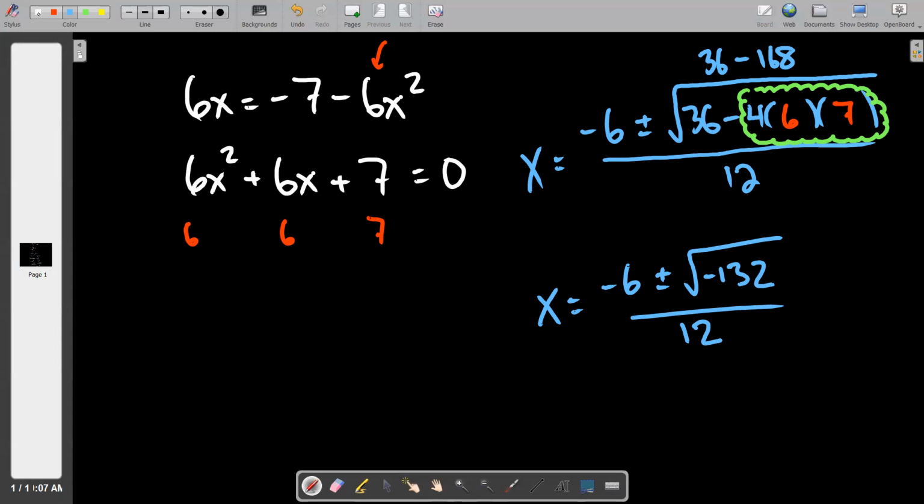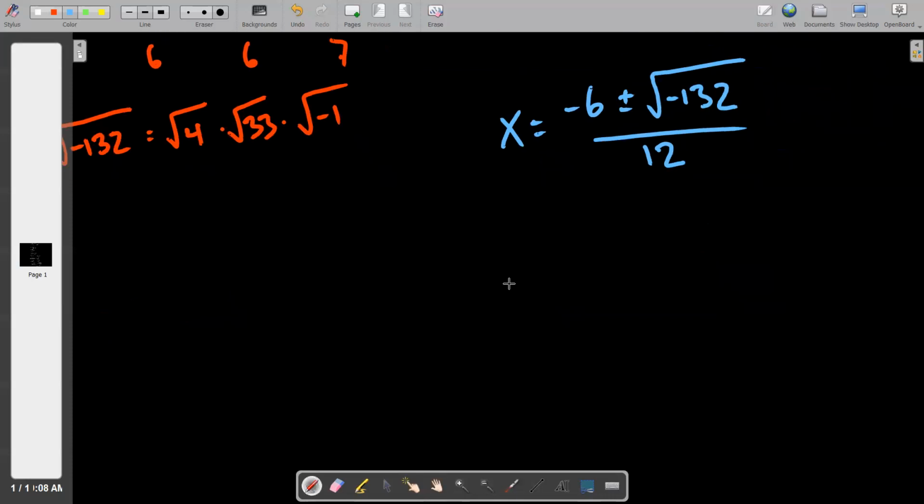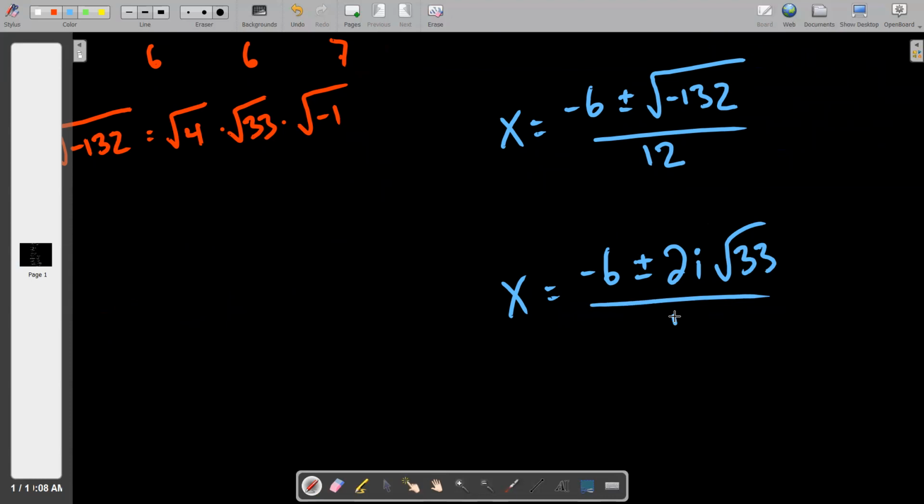So we're going to go off to the side and we're going to take the square root of negative 132. And we're going to break it into the square root of 4 times the square root of 33 times the square root of negative 1. What does that simplify to become? Perfecto. So we have negative 6 now. We have x equals negative 6 plus or minus 2i root 33, all over 12. And the triangle is, as it always will be, in play.